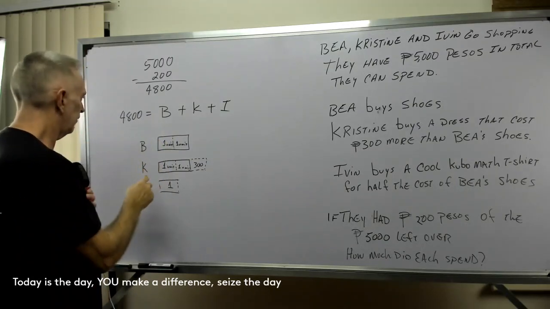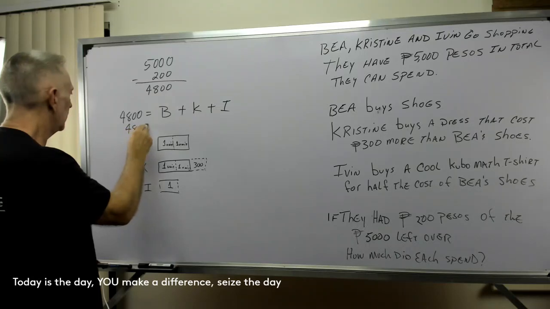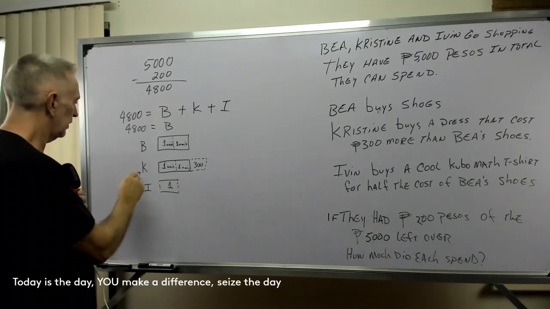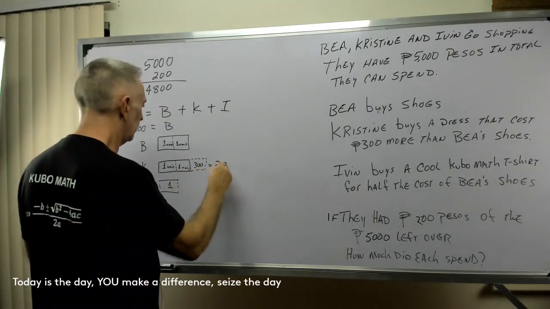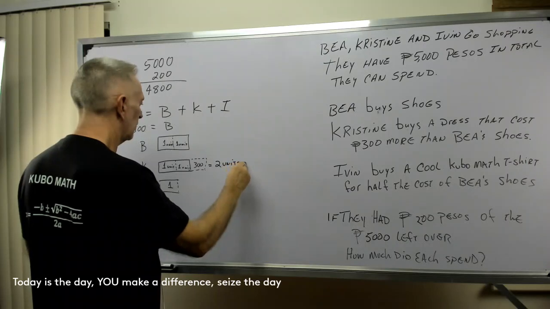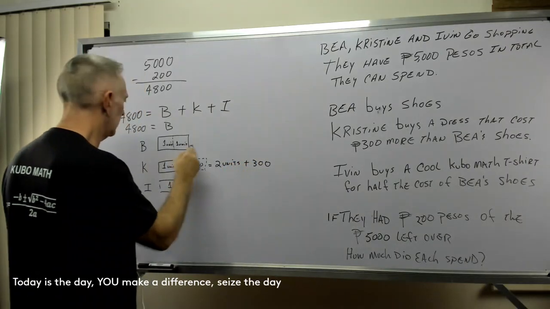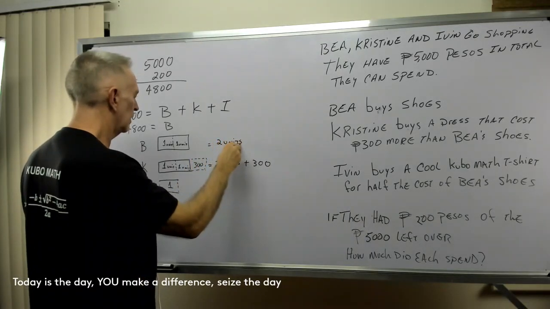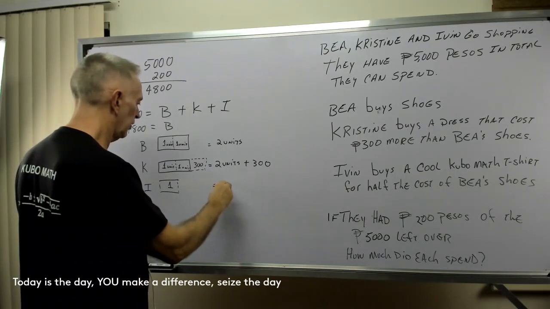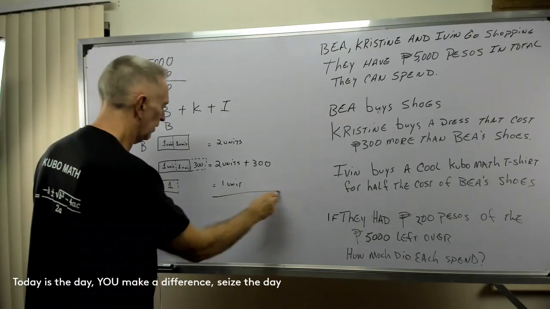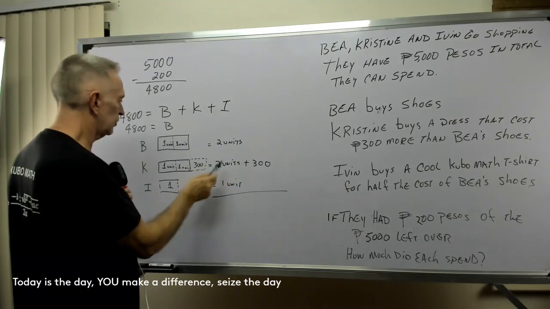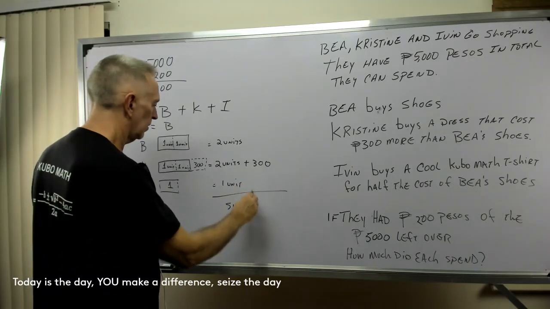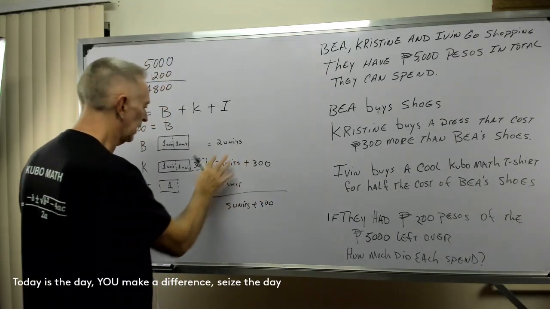So now we have the 4,800 equals what Bea spent plus what Kristine spent. Well, what did Kristine spend? She spent 2 units plus 300. Bea spent 2 units. Ivin spent 1 unit. Well, if I add those up, 2 units plus 2 units plus 1 unit, that's 5 units, plus 300. Now that's my total cost.